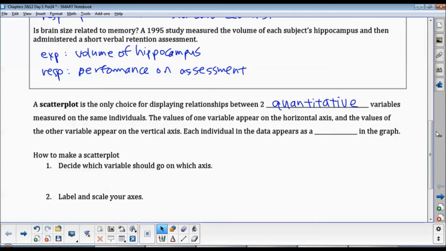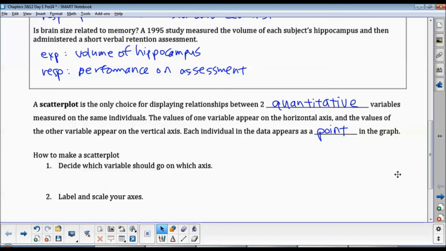The data you use on a scatter plot is bivariate. So again, one group, two variables, just like chi-square association or independence. It's just that these are now not categorical variables, but quantitative variables. And we put the values of one variable on the horizontal axis and the values of the other variable on your vertical axis. Each individual in your data is going to be a point on your graph. So for each of these points, the x-coordinate is going to be the value for one variable, and the y-coordinate is going to be the value for the other.